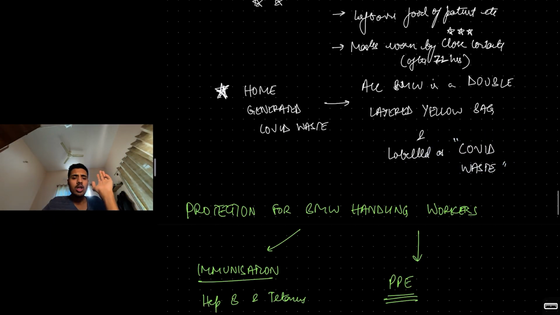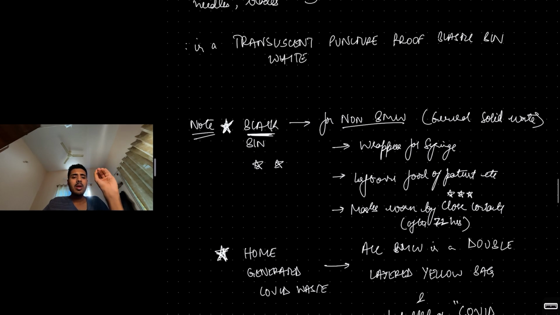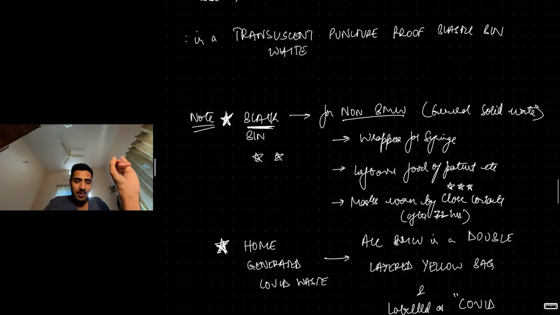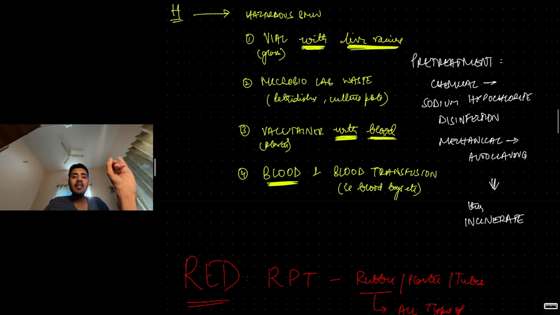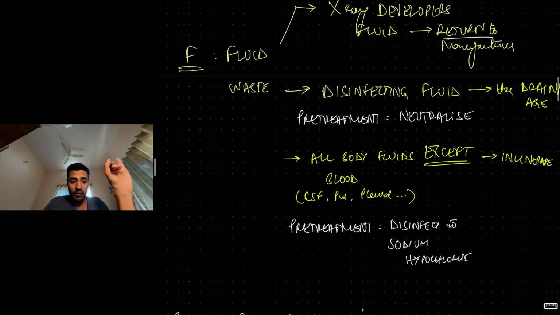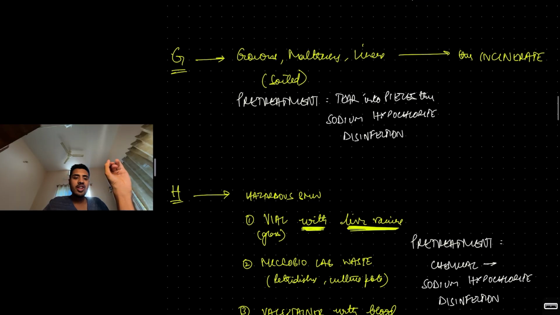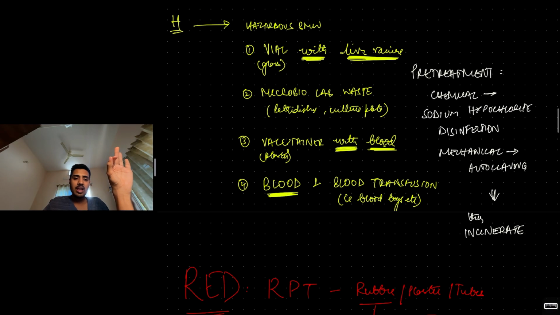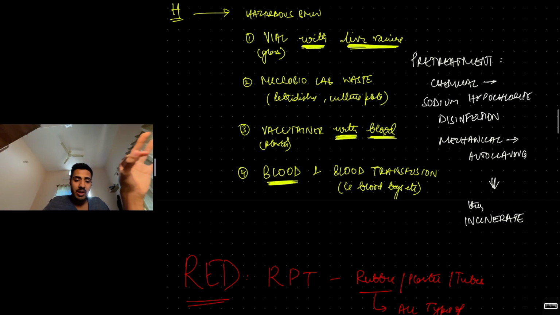So quickly revising, what all is it? Yellow for infectious, non-infectious, where you have A, anatomical, B, animal, C, cotton, basically solid waste, D, drugs, E, chemicals, no pre-treatment, F, fluids. Fluids, you have X-ray developers fluid, and all body fluids except blood. Disinfecting fluid, G for gowns, H for hazardous, that includes vials with live vaccine, everything to do with blood, microbiological lab waste.